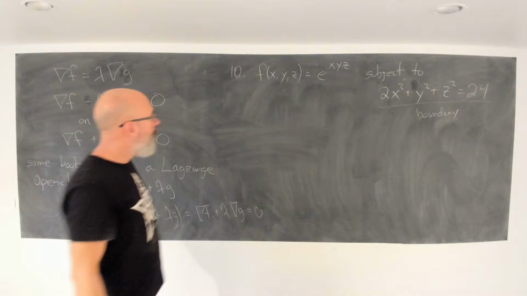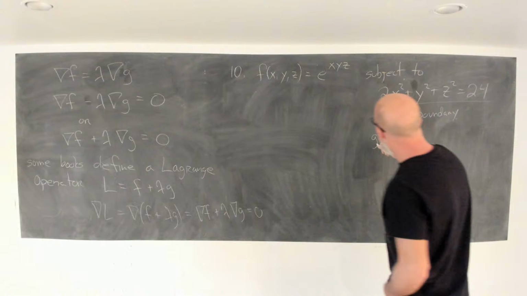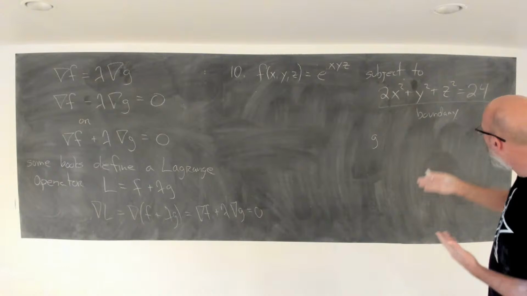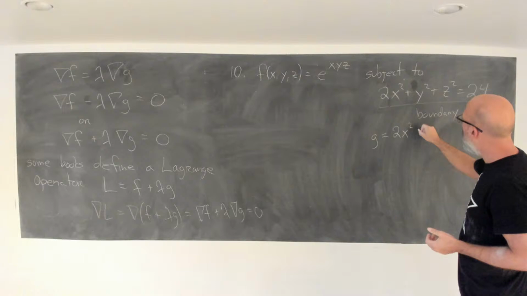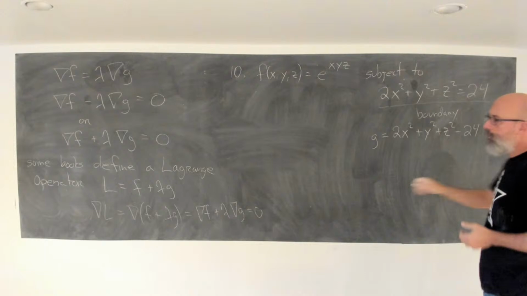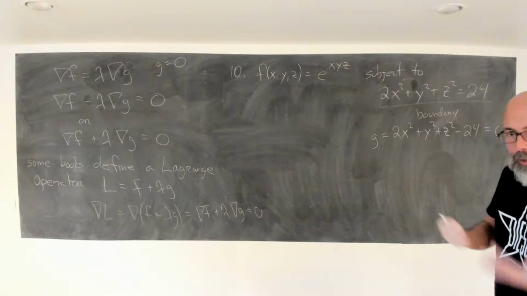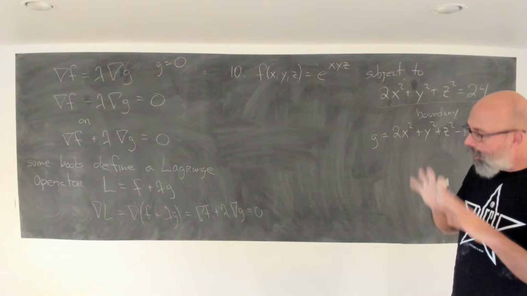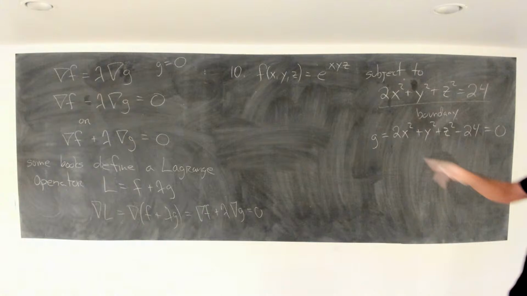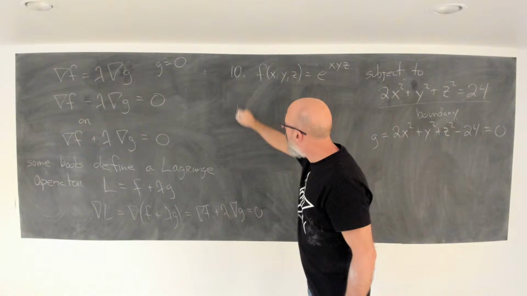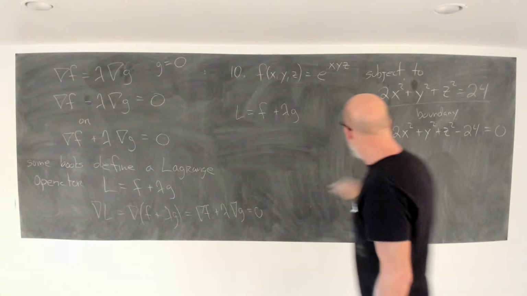So your G, and again, some books do things slightly different. Some books will define G to be 2x squared plus y squared plus z squared minus 24 equal to zero. If you're picking up a book and you're doing it this way, here it's with the understanding that you've rewritten everything in terms of G equal to zero. So that's the slight difference. And I mean, the free online resources we offered, I don't know what they're doing. Who knows? Maybe they're doing it this way, maybe a different way. The point is, if you define L to be F plus lambda G, then your G needs to be equal to zero here.